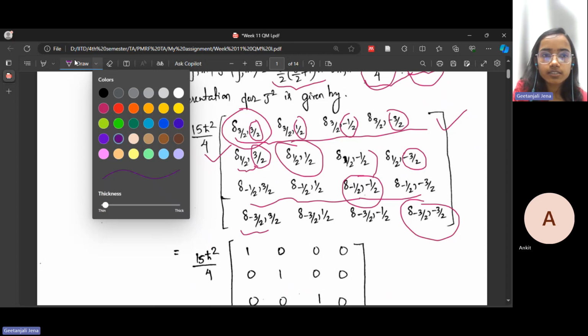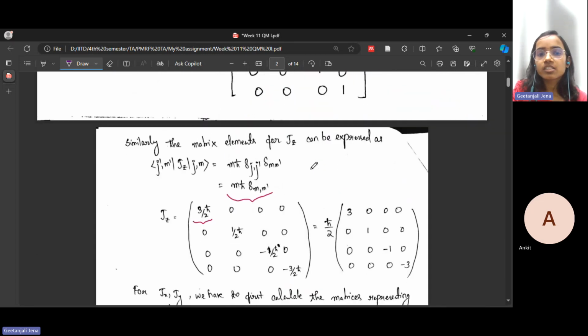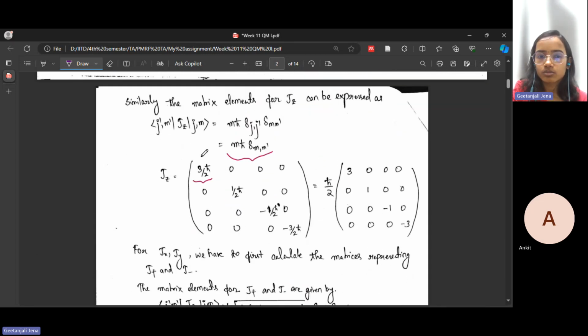So for JZ, it will be 1 minute. So the first term will be delta 3 by 2 and 3 by 2. So that means the value of m will be 3 by 2, right? 3 by 2 h cut.